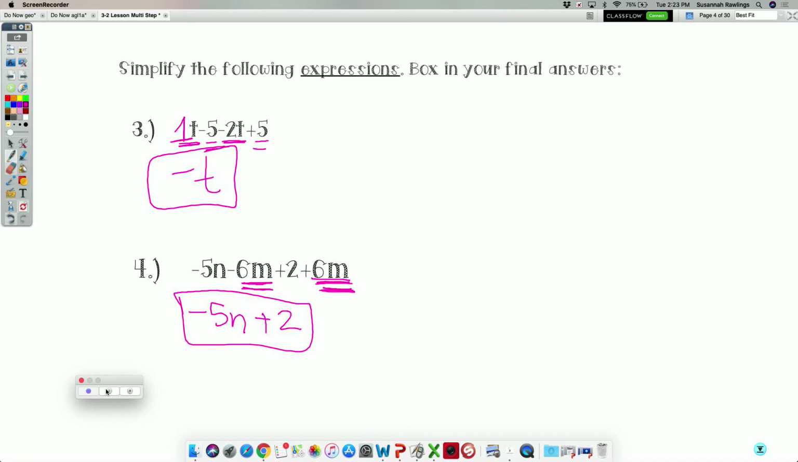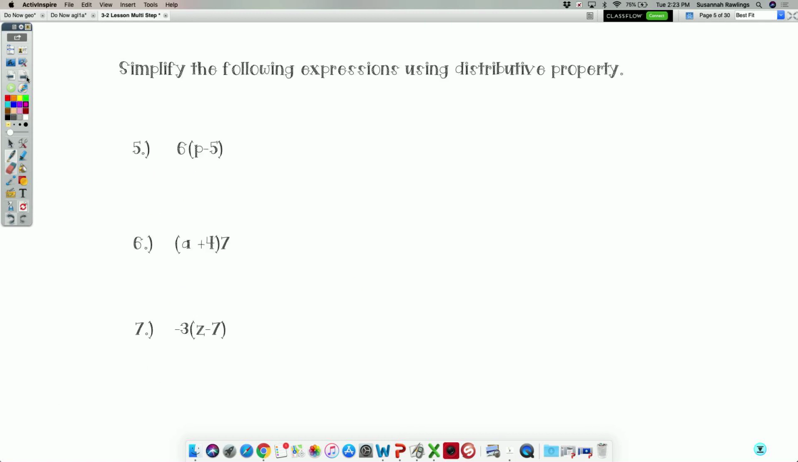All right, so negative t was your answer for number 3. Make sure you check that one. Okay, we're moving on to using the distributive property. So go ahead and write down example number 5 at the top of your page. So I said we're going to write 4 examples up at the top. This is your third one. Make sure you have enough room. Make sure your foldable is not covering up your notes.